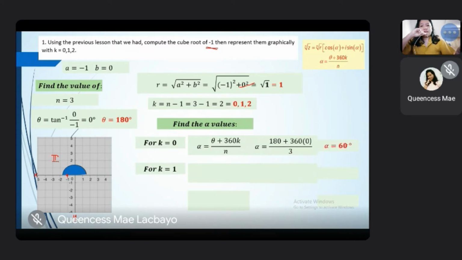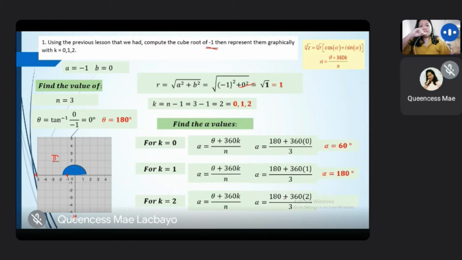And then for k equals 1, same formula, and then substitute. So 180 plus 360 times 1 over 3, we have 180 degrees. And lastly, for k equals 2, our formula, substitute 180 plus 360 times 2 over 3, we have 300 degrees. I solved these first to tell you that these angles will be used in representing our graph for k equals 0, 1, and 2.